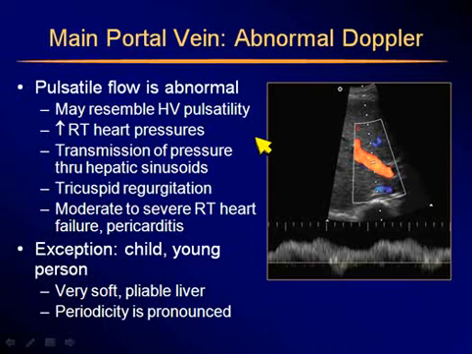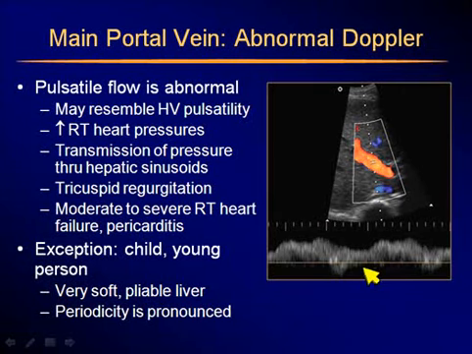What's abnormal? Well, abnormal is when that flow becomes too pulsatile. It may then start resembling hepatic vein pulsatility, and that would mean that there's elevated right heart pressures and that there's transmission of pressure through the sinusoids into the veins. We can see this with tricuspid regurgitation. We can see it with moderate to severe right heart failure or pericarditis.